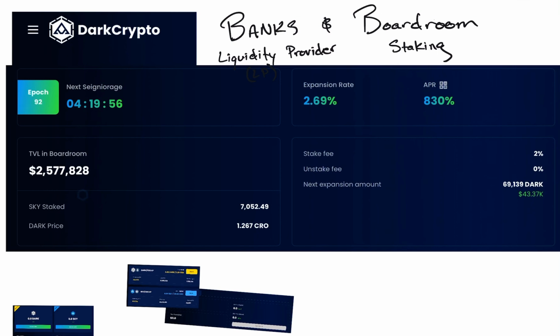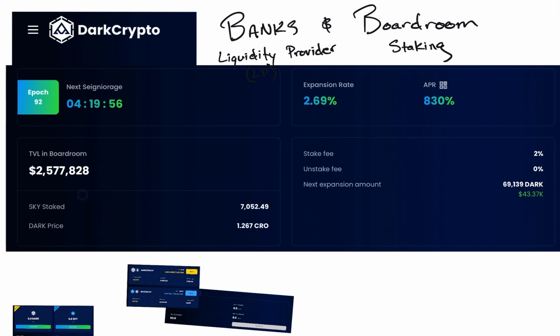So Epoch just means a period of time. Different blockchains will have a different epoch length. It's not important that you understand exactly what that is, but know that for Dark Crypto, one epoch is 8 hours. So this number underneath would mean that we are in the 92nd epoch. Next is the countdown, so it's counting down until the end of the current epoch and the beginning of the next.